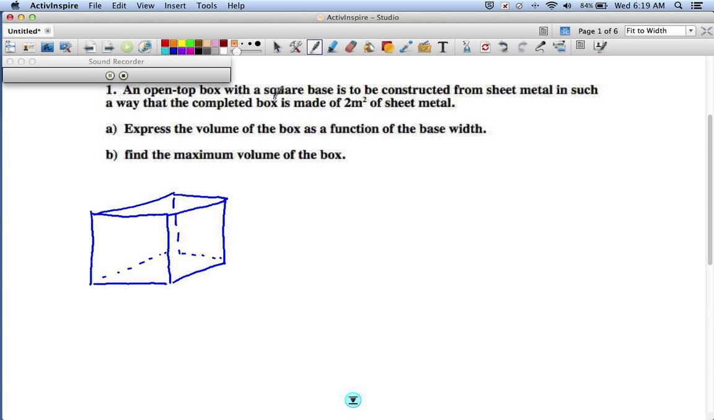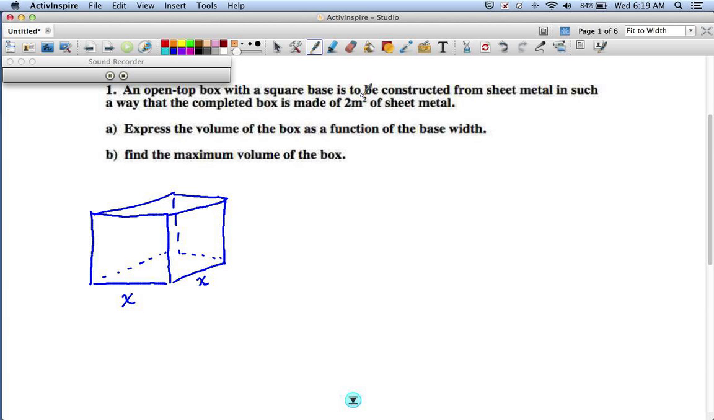What do we know about it? We know it has a square base. So if it has a square base, we need to call them the same thing. It's constructed from sheet metal. So in other words, it came from a rectangular piece and it's been cut and welded together, whatever the case is, in order to make this box that has no top.